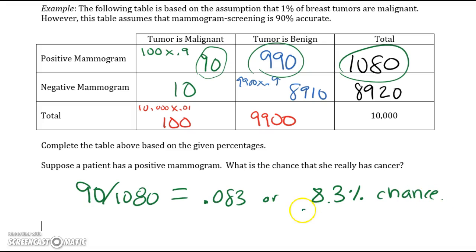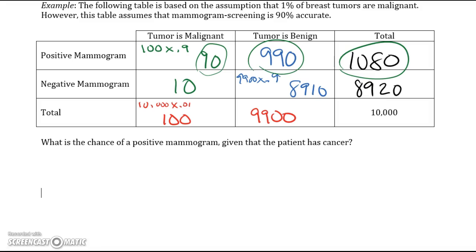Now what that means for you is that if you go to the doctor one day and it comes back as a positive result, there really is only an 8.3% chance that you have the malignant tumor, assuming that we do have a 90% accurate model and that only 1% of breast tumors are malignant. But it's something that you should ask your doctor if you ever run across this situation.